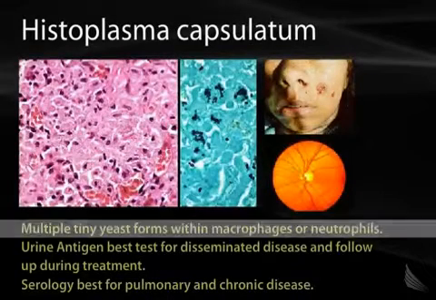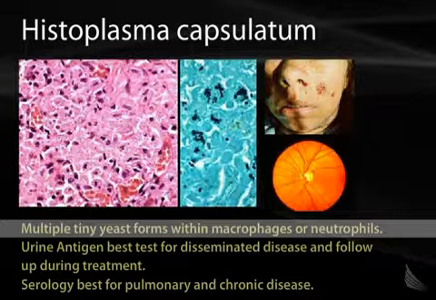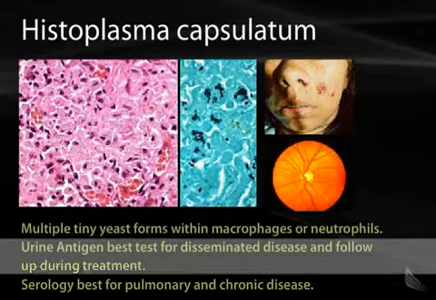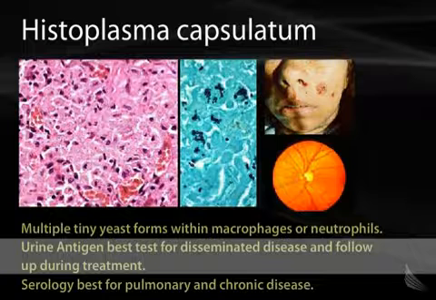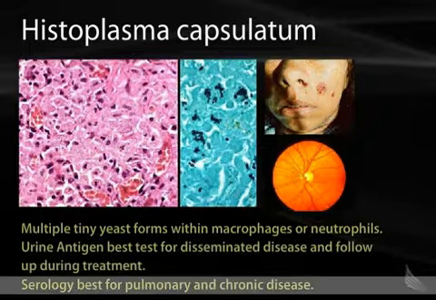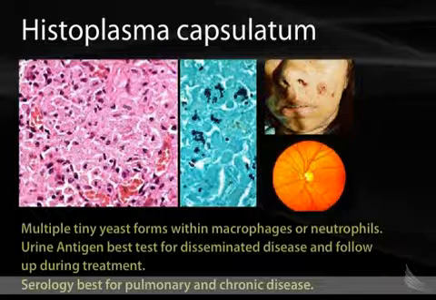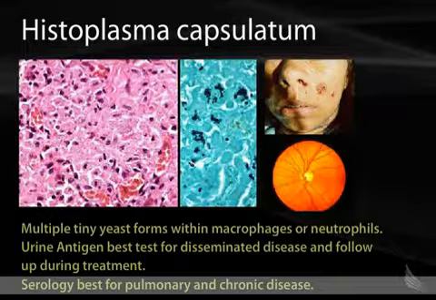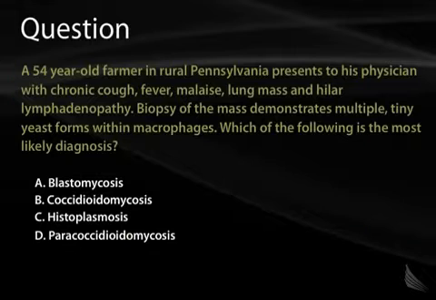Histoplasma capsulatum can have multiple tiny yeast forms within macrophages or neutrophils, as shown in these figures. You can also detect it with the histoplasma urine antigen. It's the best test for disseminated disease and for follow-up during treatment. You can use serology for pulmonary and chronic disease. You have a picture here of somebody's optic nerve, as histoplasma can cause eye infections as well.